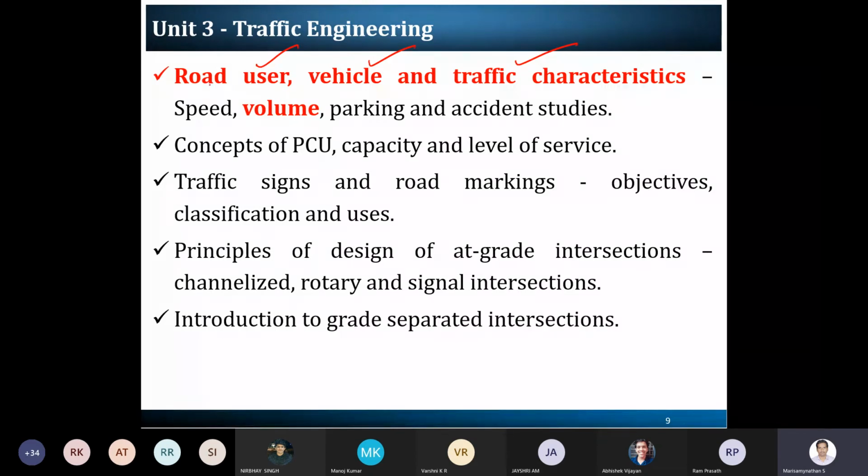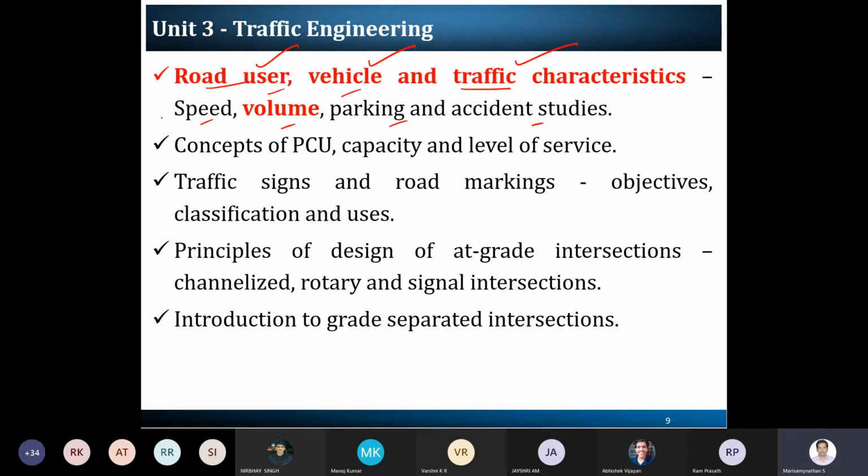And when it comes to the traffic characteristics, we are going to study the speed, volume, parking, and the accident studies at the macro level. With respect to the road users and vehicle, we are not going to cover them, but I have given just an intro about the road users and the vehicle characteristics. All the parameters you will probably cover in your next semester.